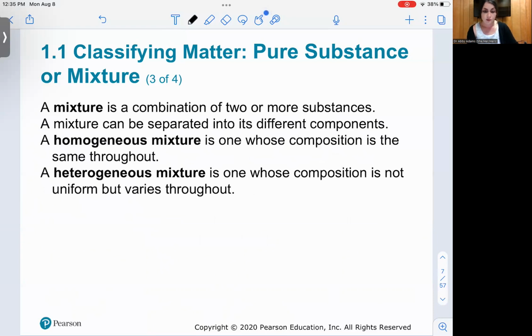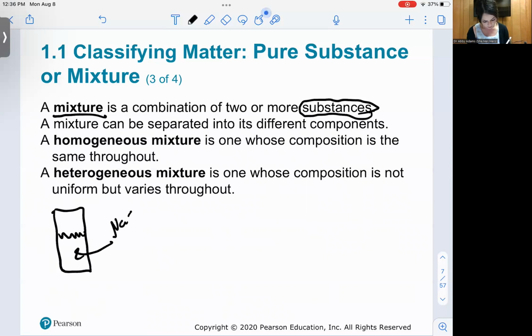And now we'll talk a little bit more about the definitions for mixtures. You see here, a mixture is a combination of two or more substances. And a mixture can be separated into its different components. Earlier, we talked about sugar water. So here, let's talk about salt.